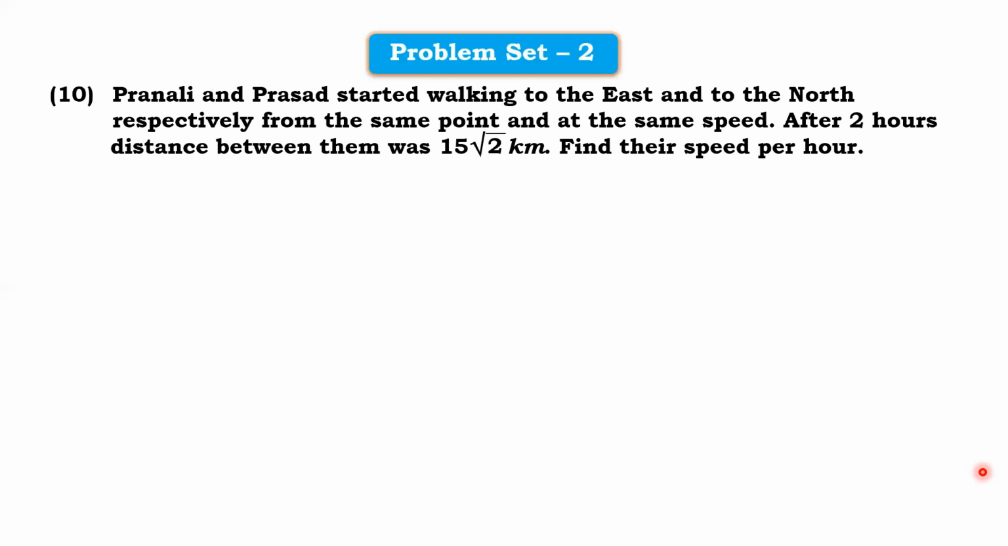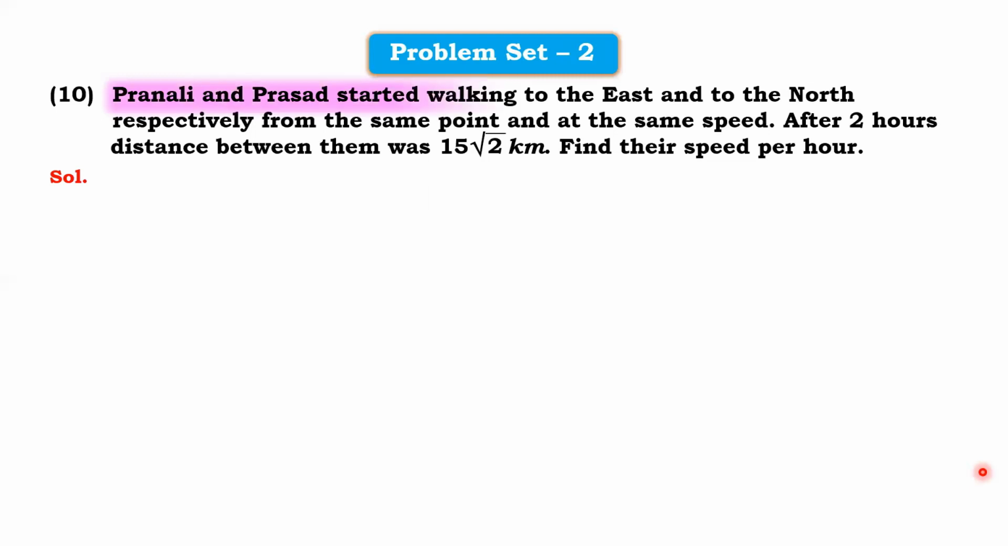Pranali and Prasad started walking to the east and to the north respectively from the same point and at the same speed. After 2 hours, distance between them was 15√2 kilometers. Find their speed per hour. Now, all in all, if you see students, this sum deals with direction. Because if you go wrong in direction, you will not get any marks. We need to know the directions very well first.